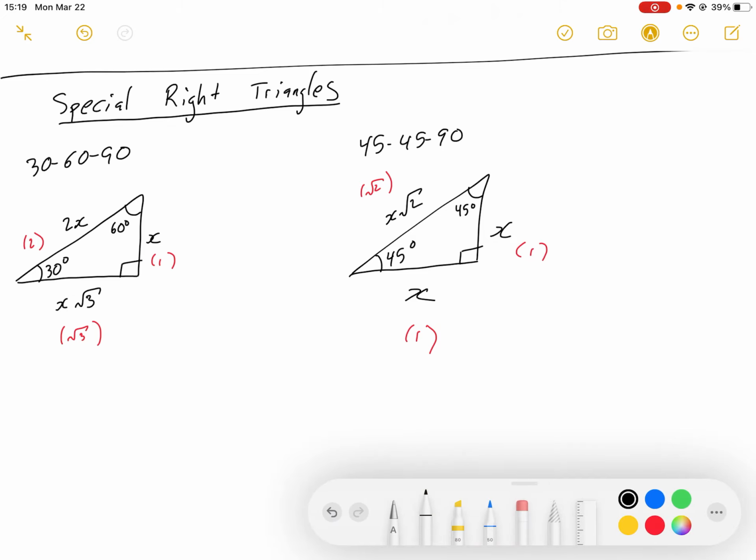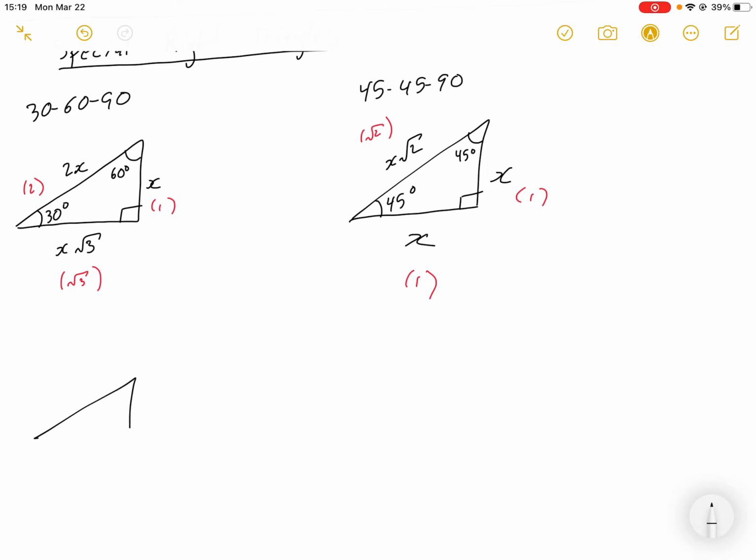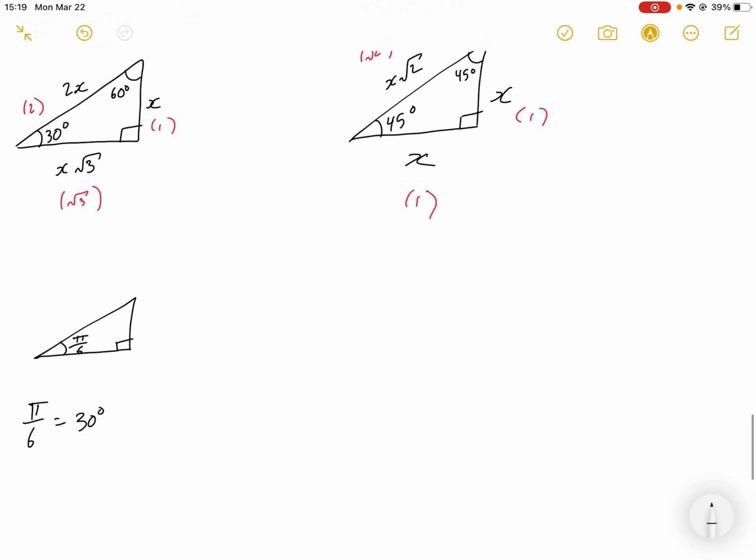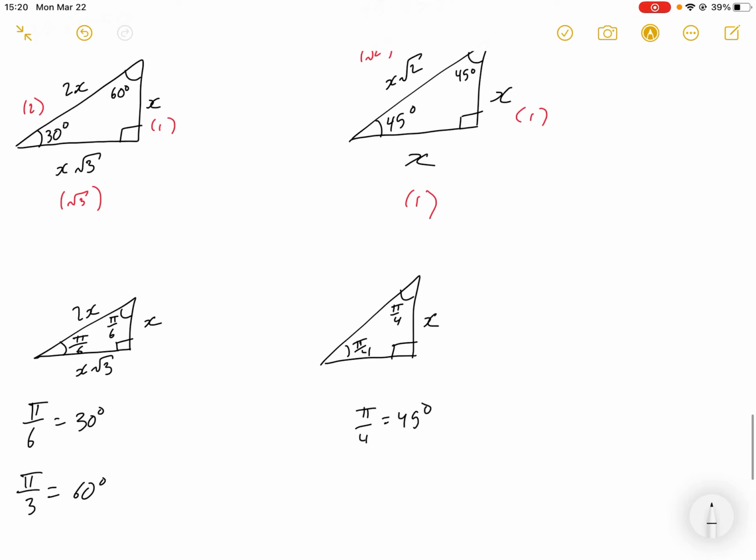Now, not just dealing with degrees, you might have radian measure. Something to note is that pi over 6 radians is 30 degrees, and pi over 3 is 60 degrees. So we could also do this triangle in radians, and that will come up as well. For 45 degrees, that's pi over 4. And so we also have that relationship here.